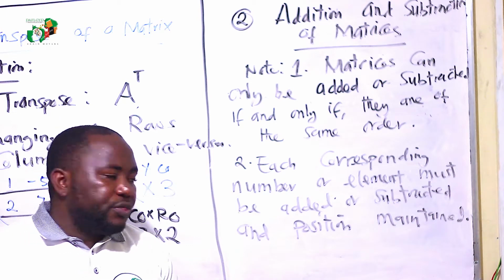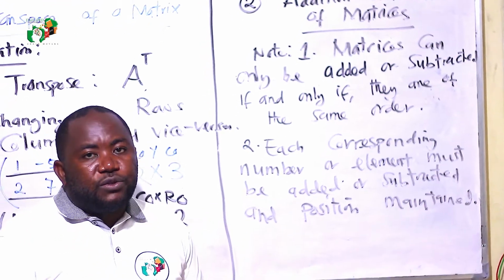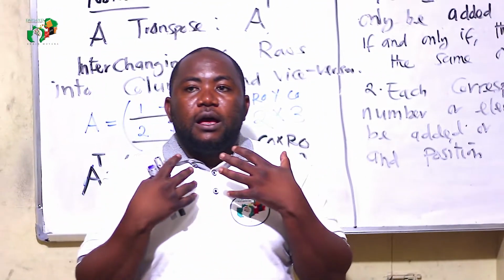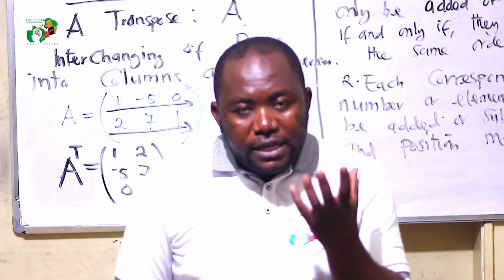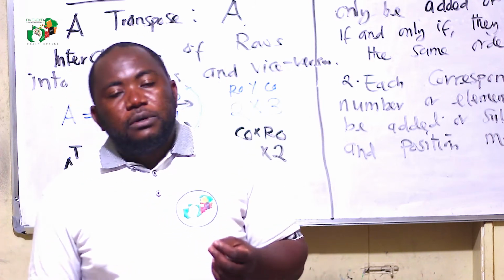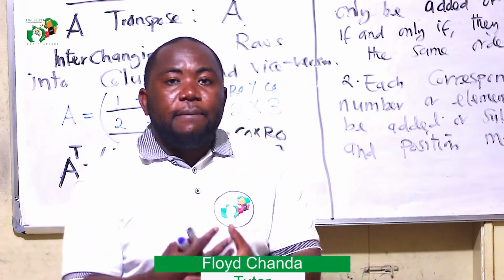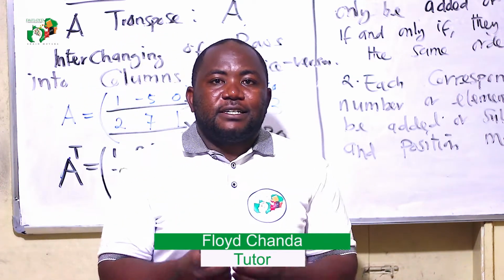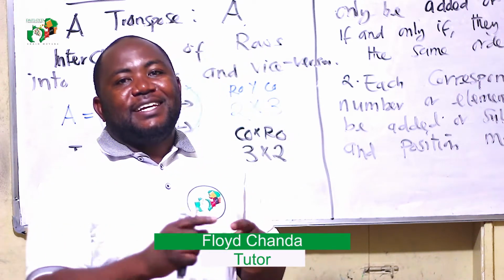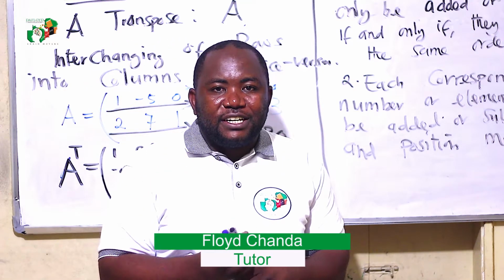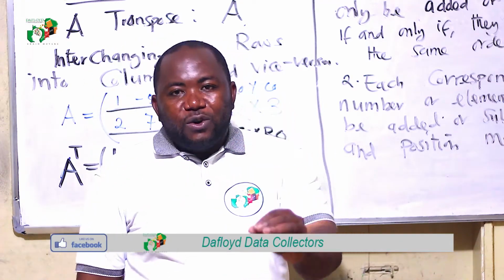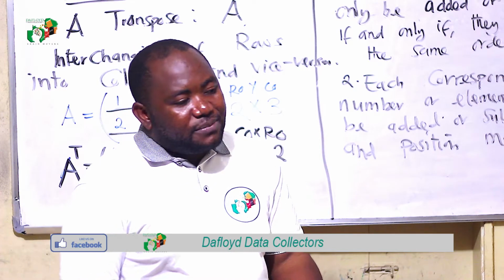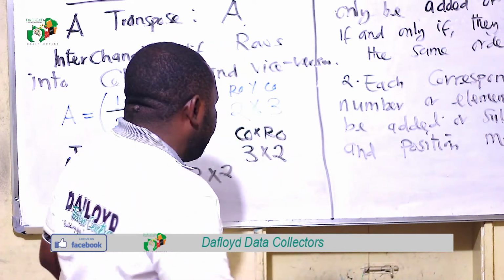So these are the two rules you need to know. Matrices can only be added or subtracted if and only if they are of the same order. Number two, each and every corresponding element must always add accordingly and maintain the position. However, also note that the order is always maintained. So now we can do some examples.